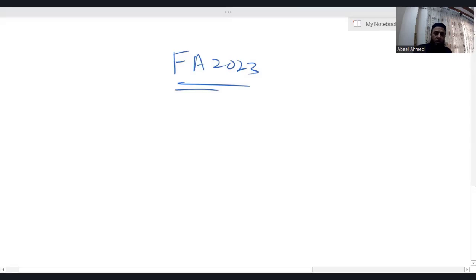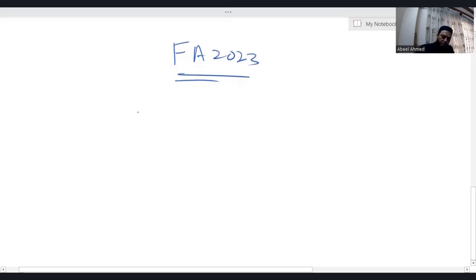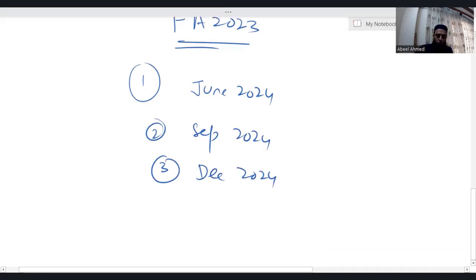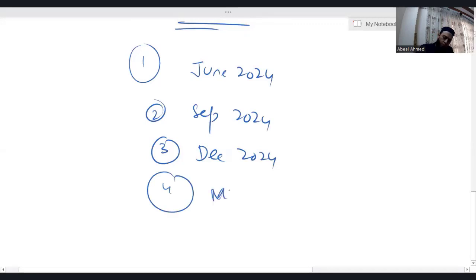I'll also disclose my lifetime highest marks in taxation, how much one of my students took. Let us see, Finance Act 2023 is applicable on four consecutive attempts. The first one is June 2024. The second is September 2024, then December 2024 and March 2025. These are the four consecutive attempts on which Finance Act 2023 is applicable.